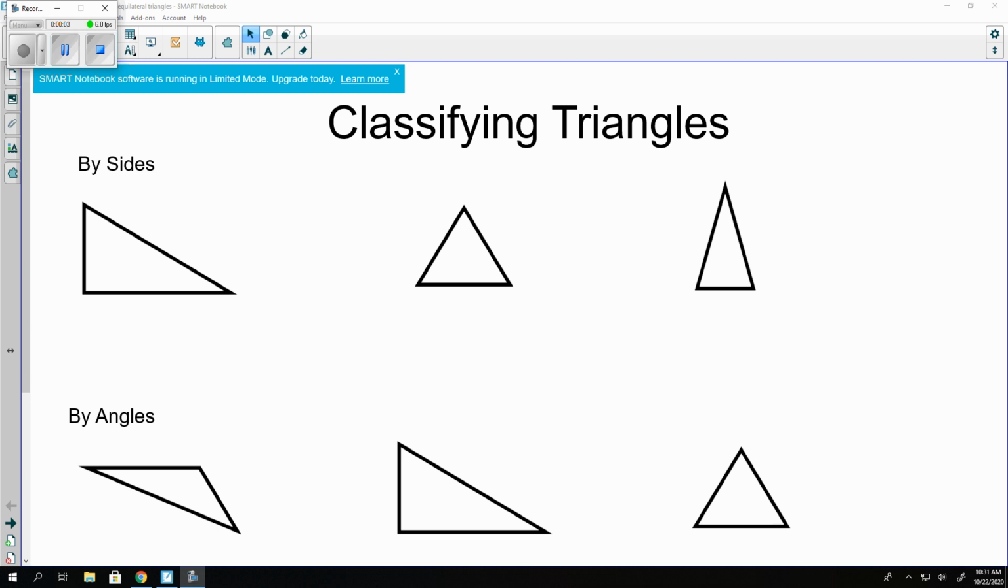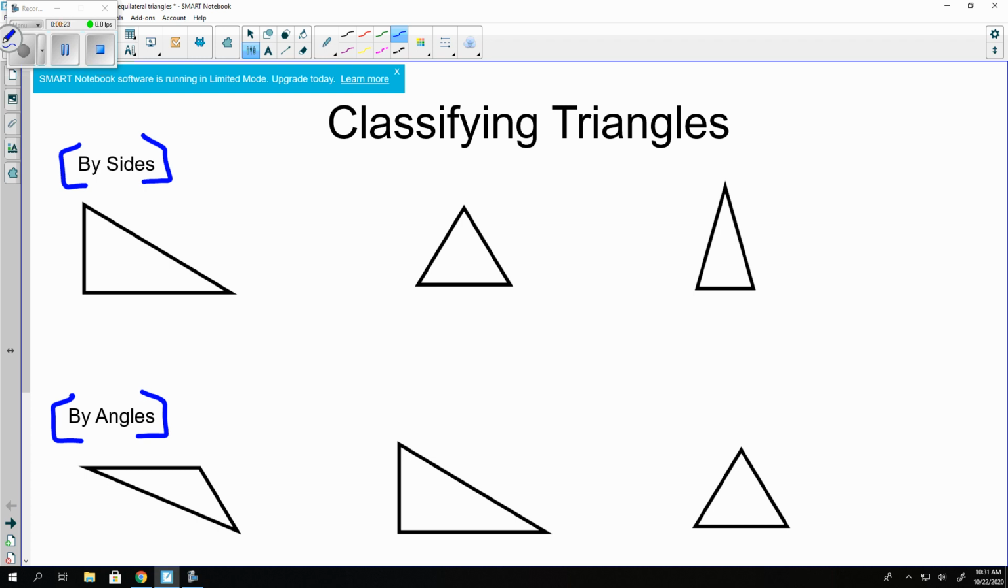Hey there, Longhorns. It's Miss Campbell, and today we're going to learn about classifying triangles and also isosceles and equilateral triangles. So the first thing, classifying triangles: you have two ways that you can do that, and it's either by their sides or by their angles. So the first one I'm going to talk about is by the sides.